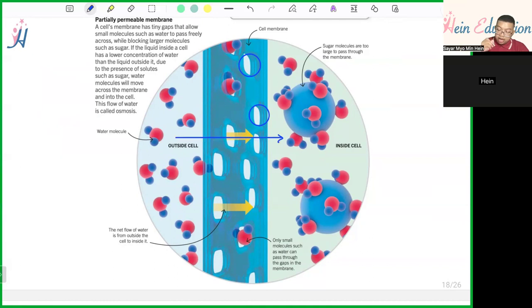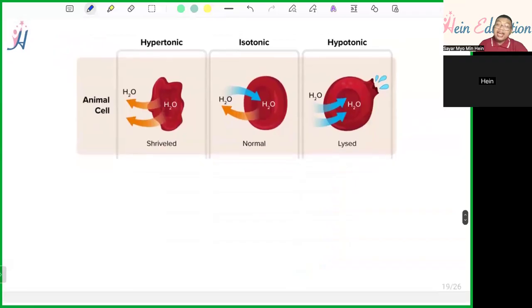On the left hand side, there is a higher water potential than the right hand side. So water molecules move from the left hand side to the right hand side across the partially permeable membrane. There is also another thing that we need to cover when we study osmosis, which is the several different terms. Imagine we have three different solutions: hypertonic, isotonic, and hypotonic.